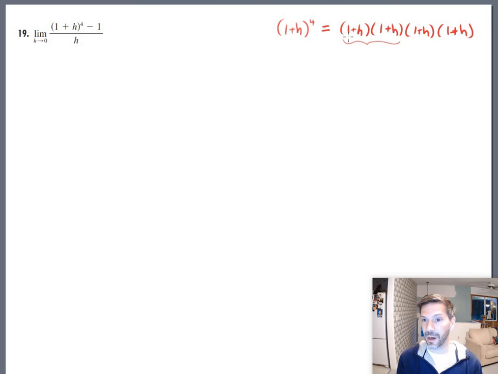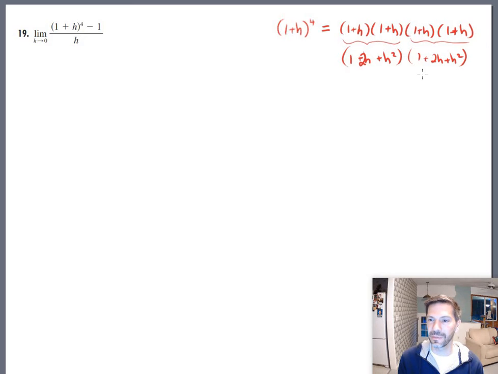And you can either use the box or you can use the FOIL acronym, first, outer, inner, last, but one way or another you need to multiply 1 by 1, h by 1, h by 1 again, so you actually get 2h, and then h squared. That's what the first two would produce. It's also what the last two would produce. So again, 1 plus 2h plus h squared.